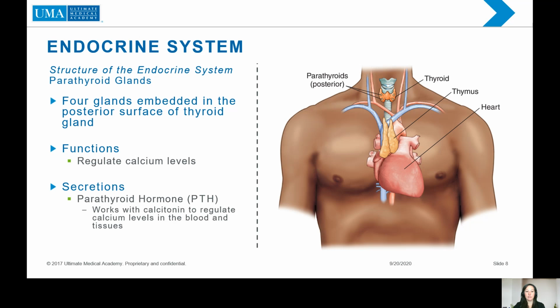The parathyroid glands are four glands that are embedded in the posterior surface of the thyroid gland, and they function to regulate the calcium levels and also secrete the parathyroid hormone, also known as PTH. So, the parathyroid hormone works with calcitonin to regulate calcium levels in the blood and tissues. So, your parathyroid is going to regulate your calcium levels in your blood and your tissues.